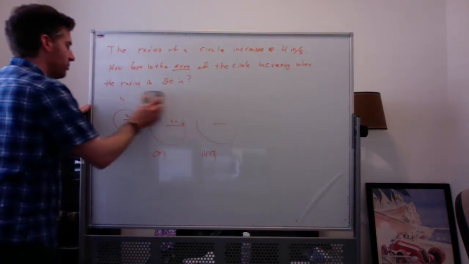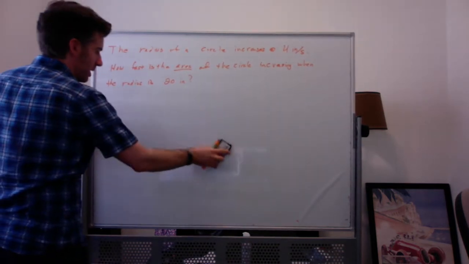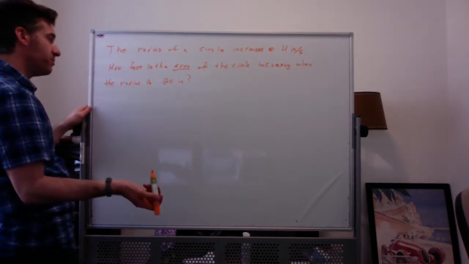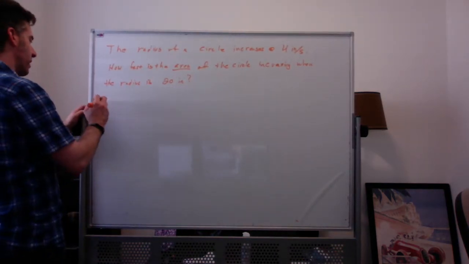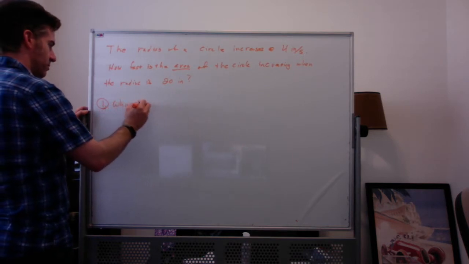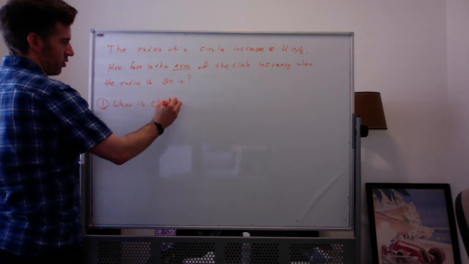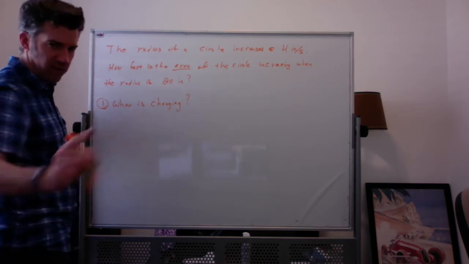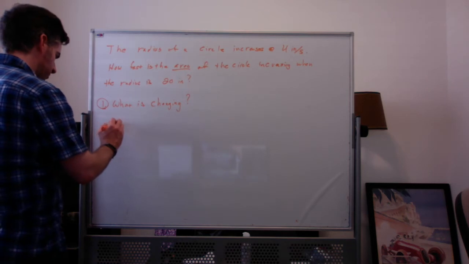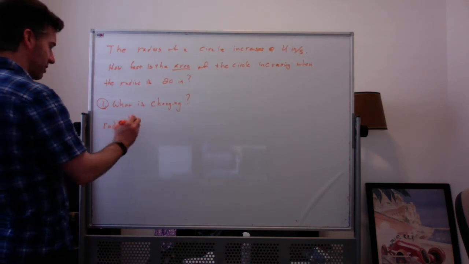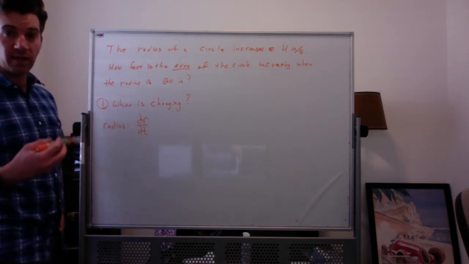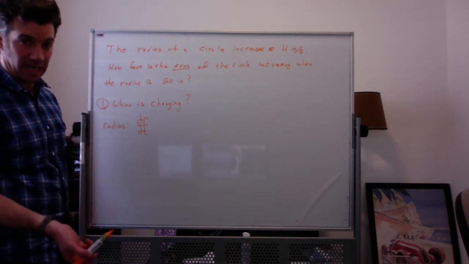So what we need to do is write some relations. It's called related rates for a reason. So here's what I know. First I need to ask, what's changing? I know there's an equation you all want to write down. Before we write down that equation, you want to ask yourself, what's changing? Well, the radius is changing. And we know how the radius is changing. So I'm going to write dr dt. That's the rate the radius is changing with respect to time.